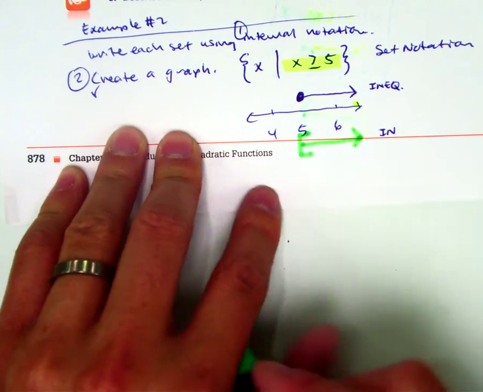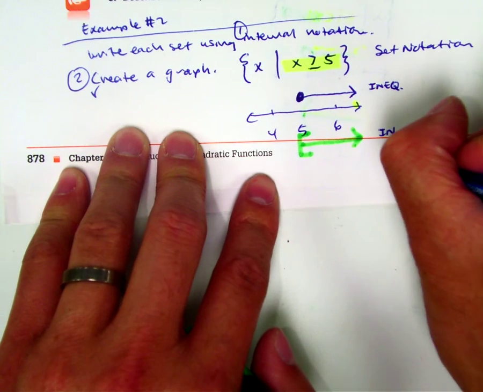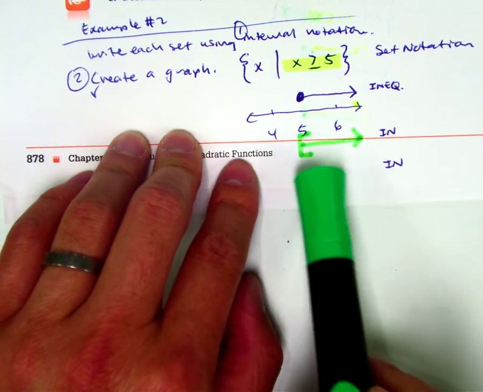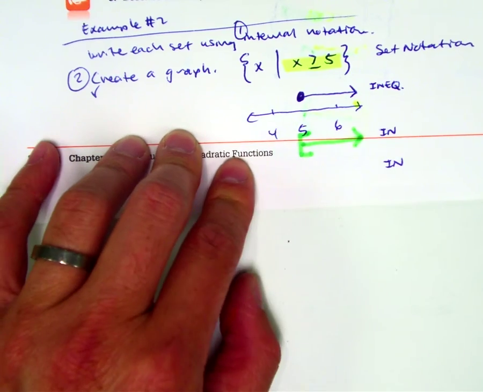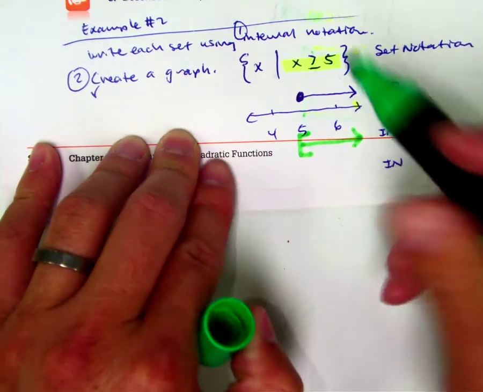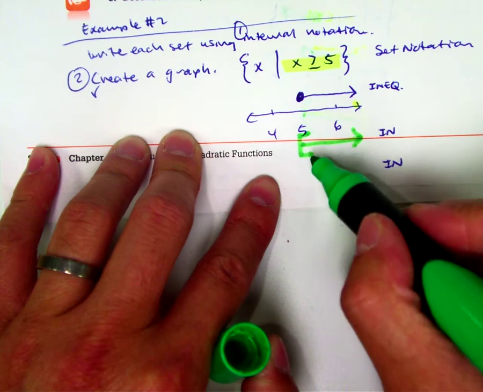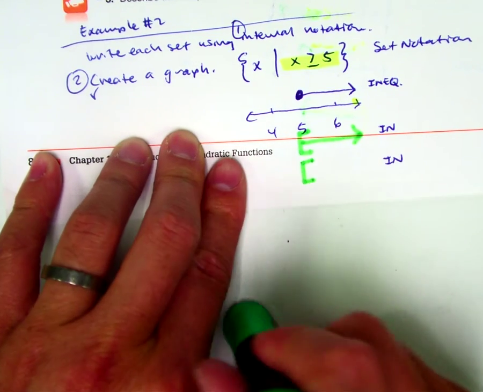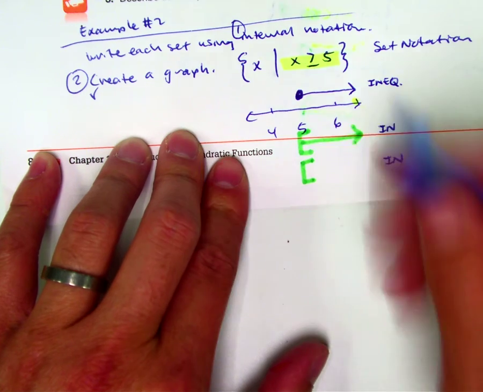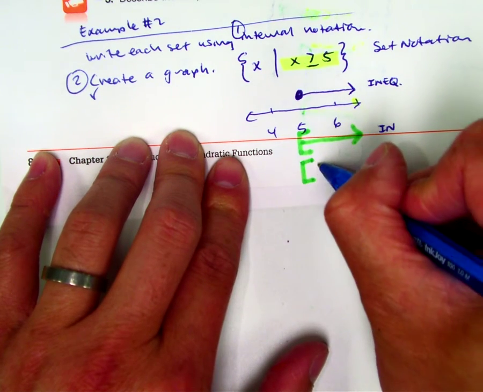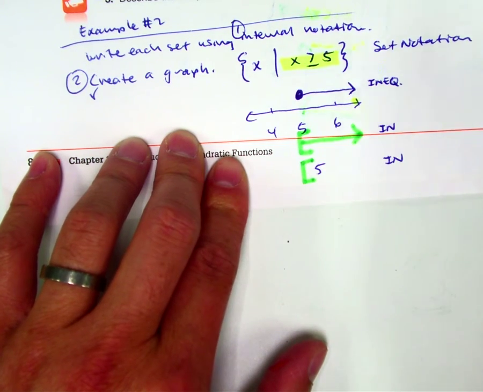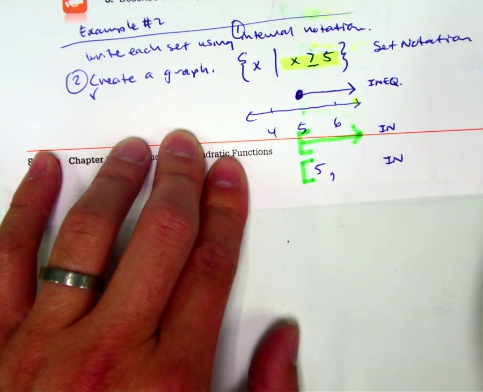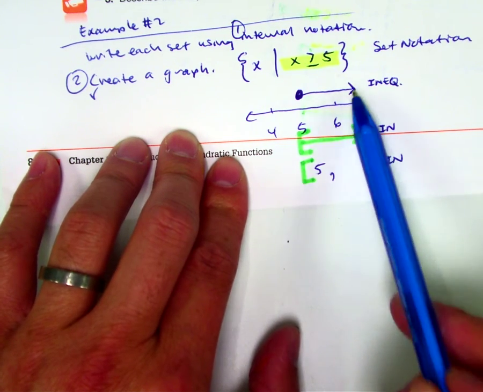Okay, let's write now interval notation. Now interval notation, you go from left to right. Which direction? Left to right. So I see a bracket here. Class, where's that bracket? What number is it at? It's at 5. And then you write a comma. And then you have an arrow.